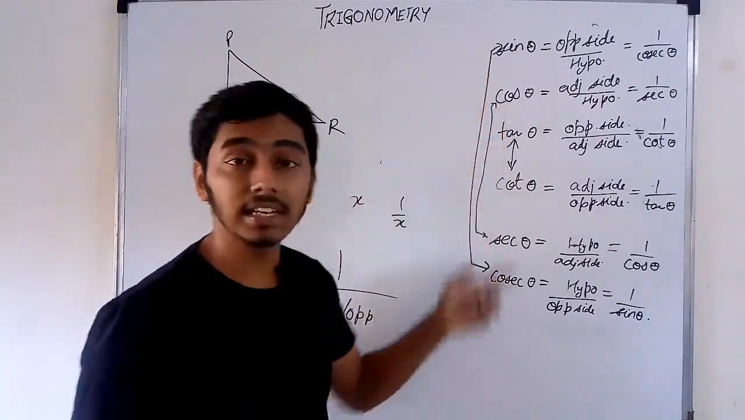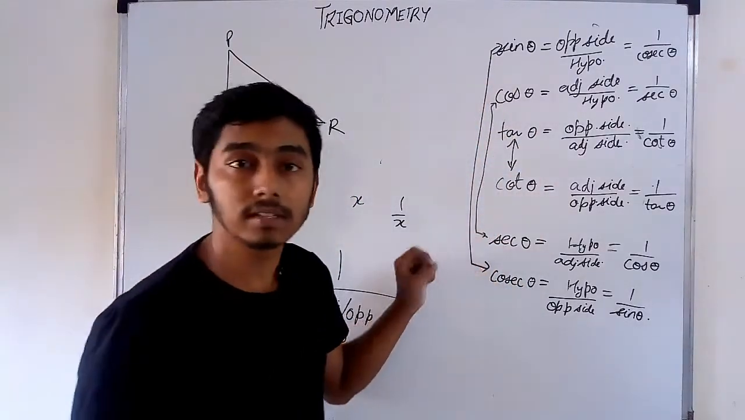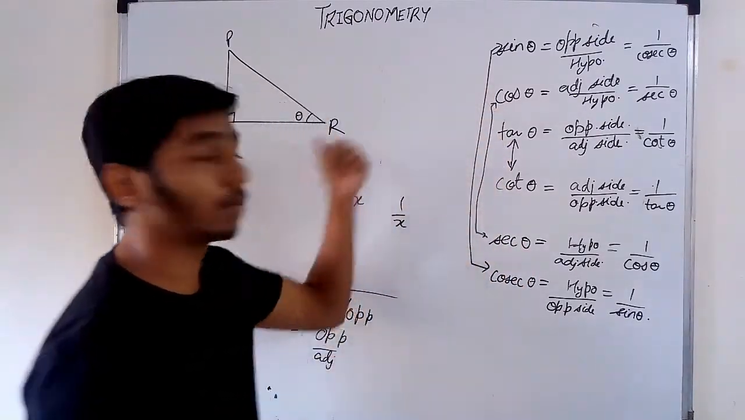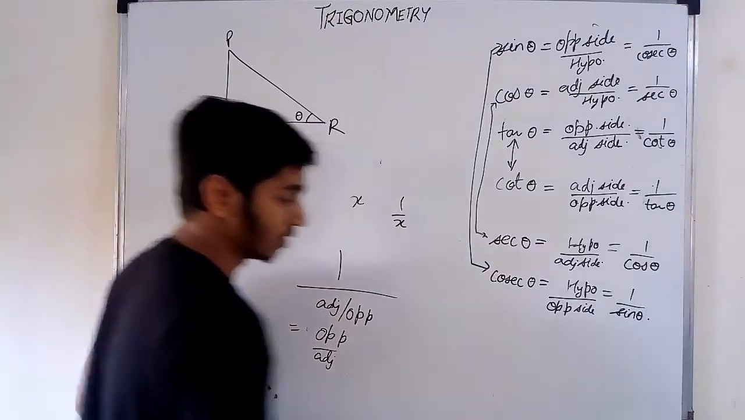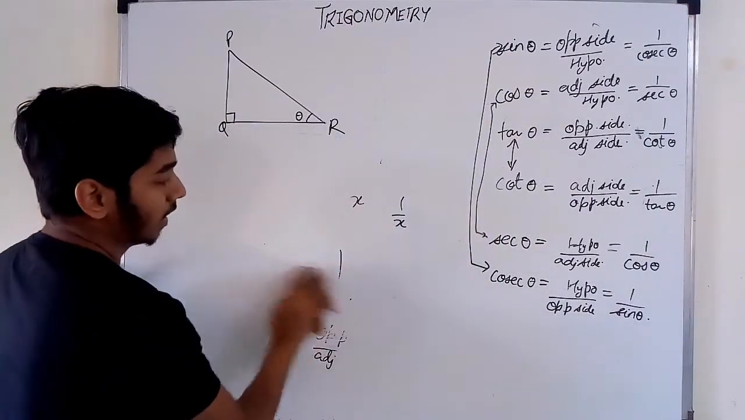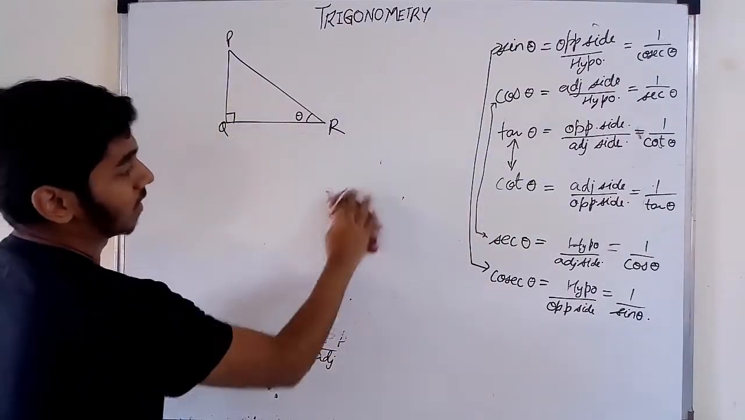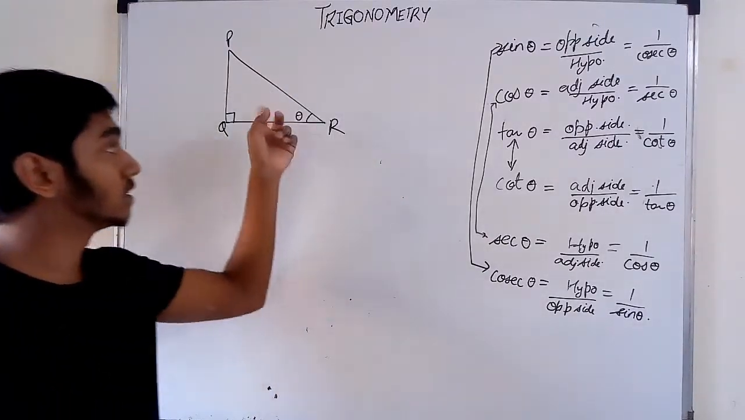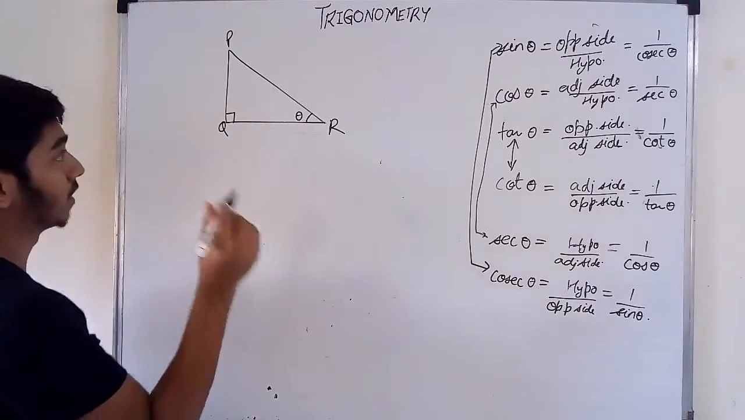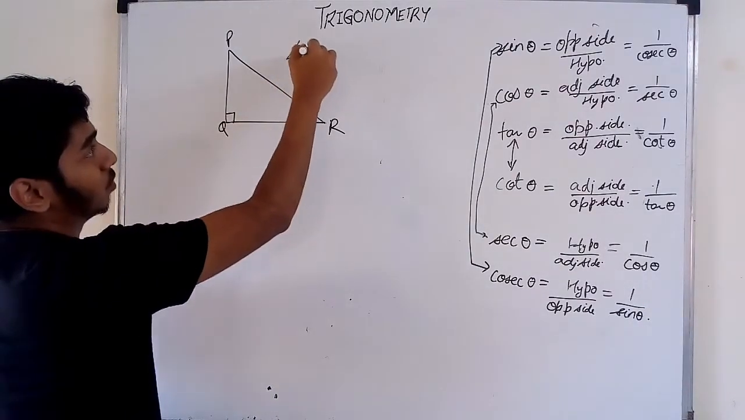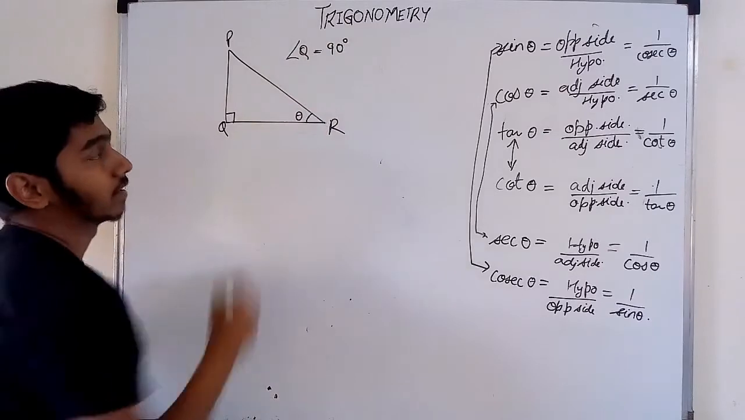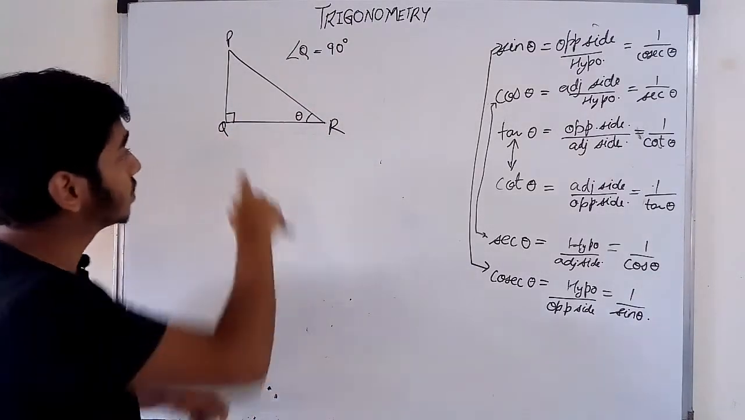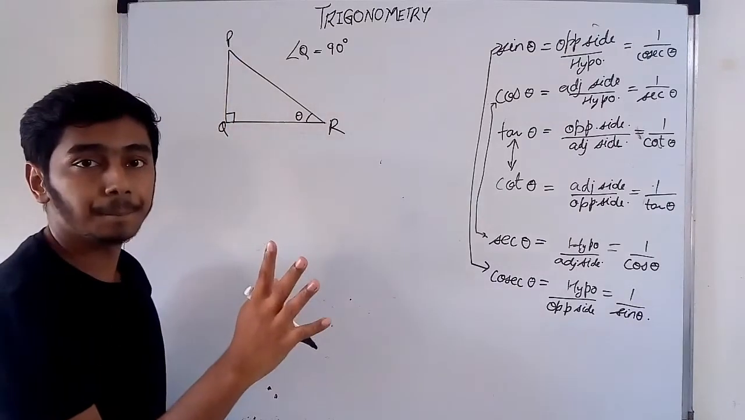Okay, so we'll see relations between the consecutive ratios. Let's see them with the help of this triangle. Now we have taken this triangle. This triangle is a right angle triangle where angle Q is 90 degree, correct? And if you see angle P and R, this is a triangle, correct?